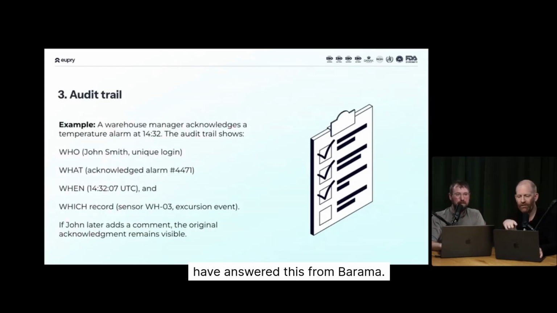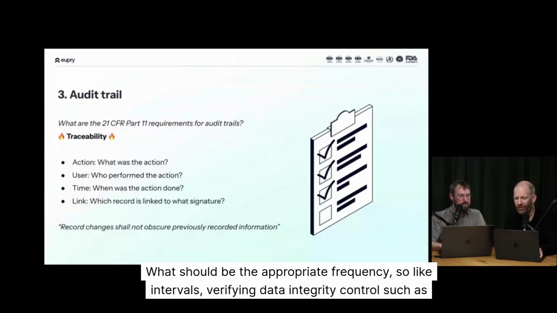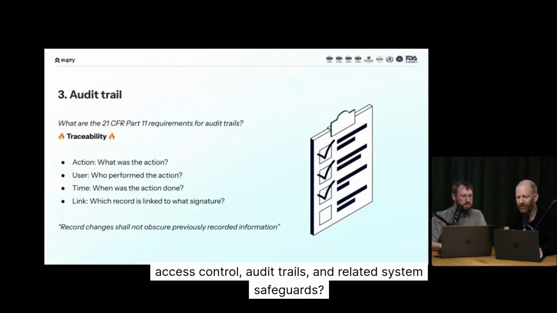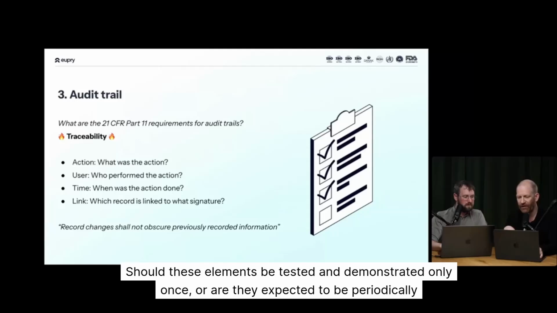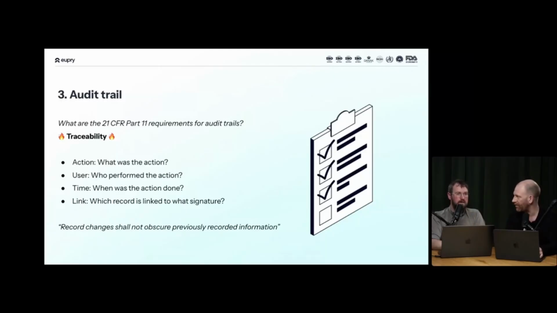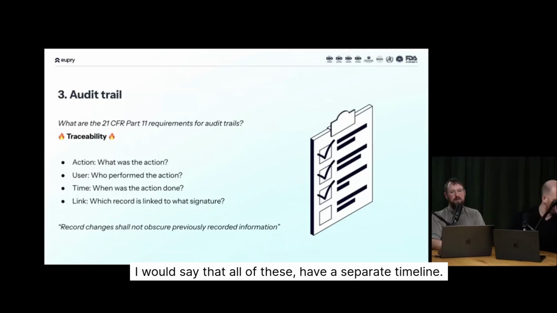To this from Barama, what should be the appropriate frequency, so like intervals for verifying data integrity control, such as access control, audit trails, and related system safeguards? Should these elements be tested and demonstrated only once, or are they expected to be periodically re-verified? Incredibly sharp. Thanks. Yeah. So I would say that all of these have a separate timeline.